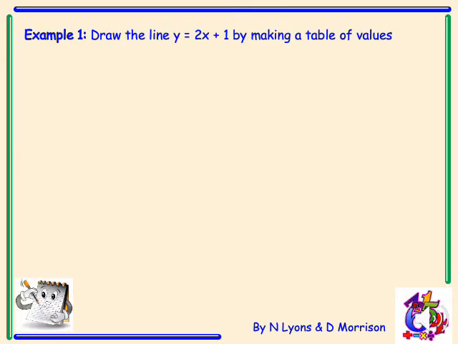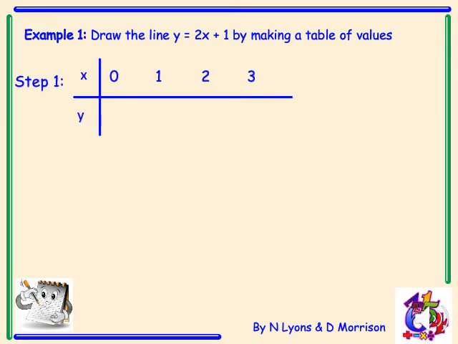Example 1. Draw the line y equals 2x plus 1 by firstly making a table of values. So step 1, we're going to draw a table out. So we've got 0, 1, 2 and 3 x coordinates, and we need to substitute these x coordinates into our straight line equation to obtain y. So if we put 0 in place of x, we need to do 2 times 0 because it's 2 times x, so 2 times 0 is 0. If we add 1, we get an answer of 1.